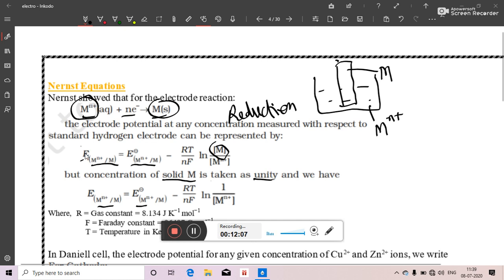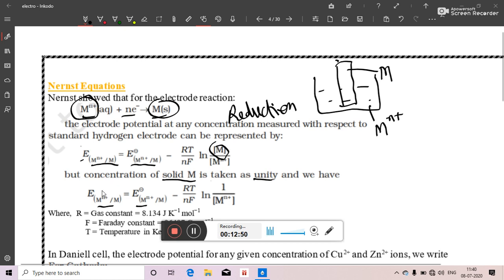So the potential of the non-standard half cell, that is E of M^(n+)/M, equals the standard potential of the same half cell, E° of M^(n+)/M, minus RT upon nF, natural log of concentration of metal upon concentration of metal ion. Now concentration of metal upon metal ion can also be remembered as concentration of product upon concentration of reactant, or concentration of RHS upon concentration of LHS. Now the concentration of solid metal is always taken as unity, so the numerator will become 1.